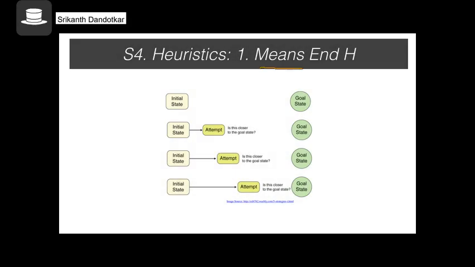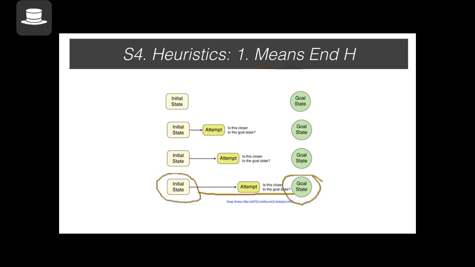Now, the means-end heuristic is when, let's say, this is your initial state and this is your goal state. At each point, you measure the distance between the initial state and the goal state and try to take one step at a time to reduce this distance. So you make a move here, it reduces the distance, then you measure the distance and you take another move, and so on and so forth. That's the means-end heuristic. Again, not all heuristics are helpful in all problem situations, but some are more useful in one context than the other.